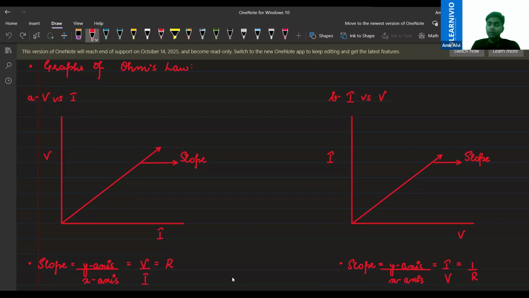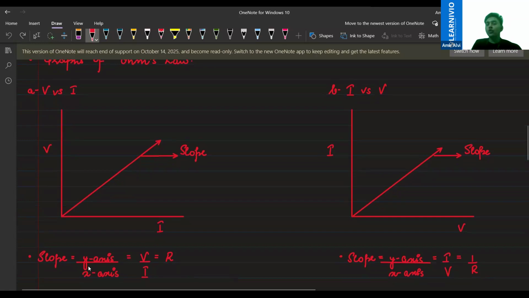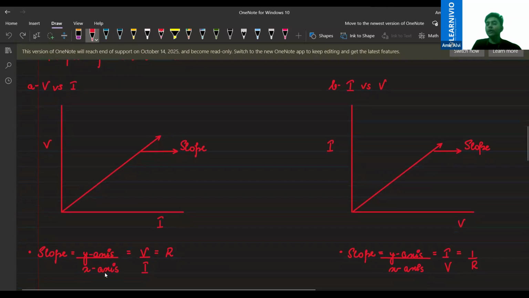Both look the same, but there is a difference. If you take the V versus I graph, it would be a straight line, as we know, because voltage depends on the current. If you calculate the slope, y-axis upon x-axis, V upon I would become R. Yes or no, everyone? Yes, sir.